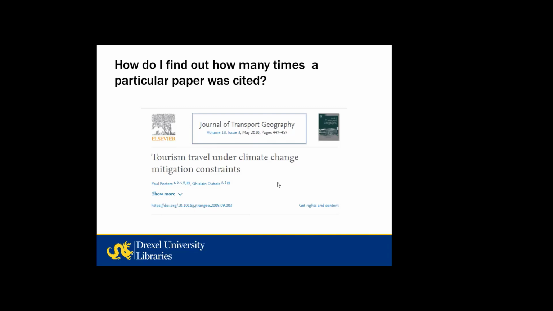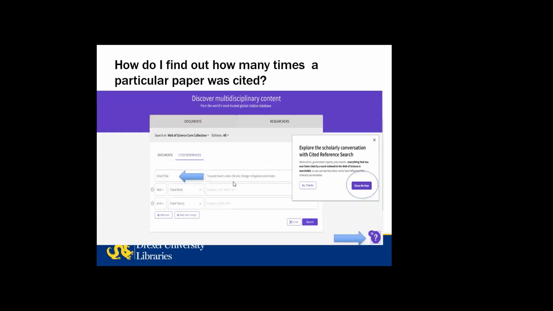There are a lot of implications when you do Web of Science searches. So I want to know how many times this paper was cited. So I went to Web of Science, and this time I clicked on cited references, and because I know the exact title, I use cited title and just use that title, copy and paste.